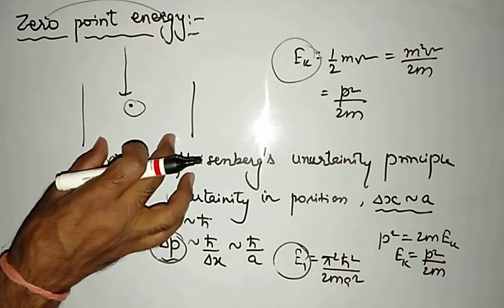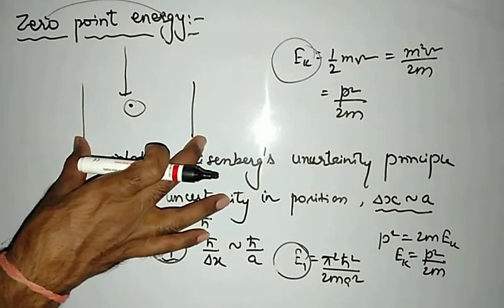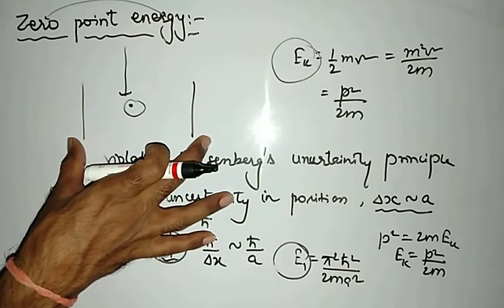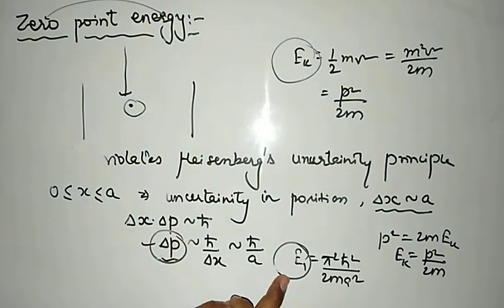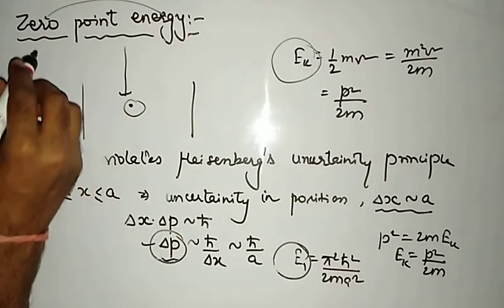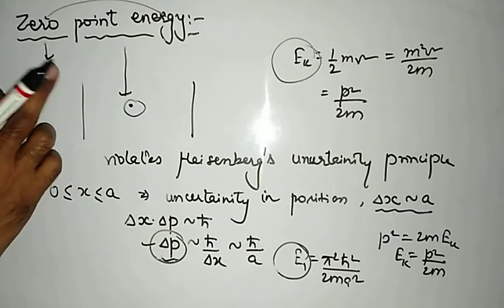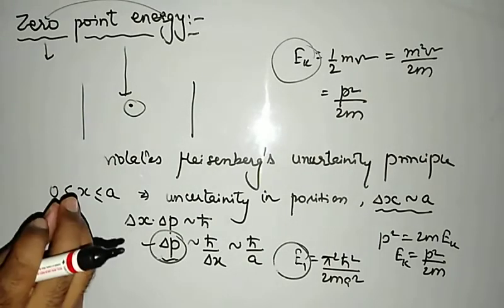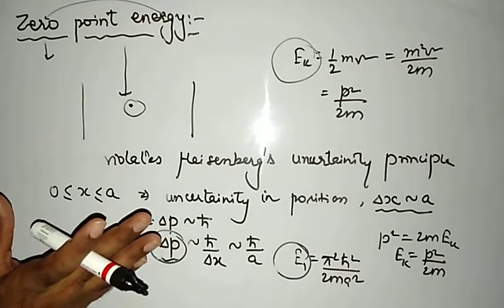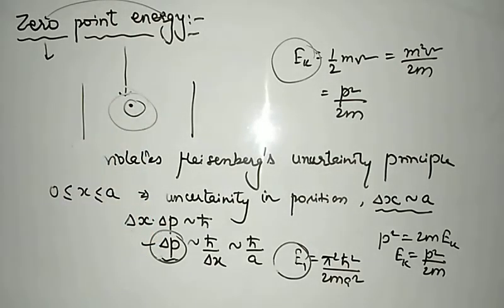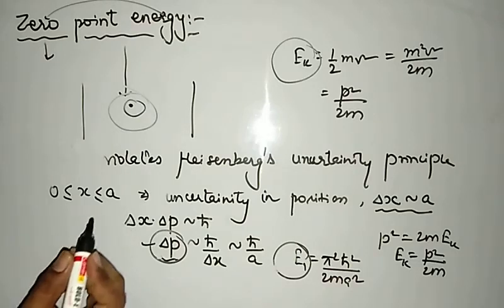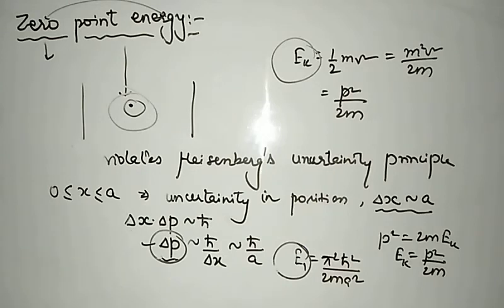Conversely, if we increase this length, then zero point energy will decrease, but it will never vanish. So, zero point energy reflects the necessity of a minimum motion of a particle due to localization, and zero point energy occurs in all bound state potentials.